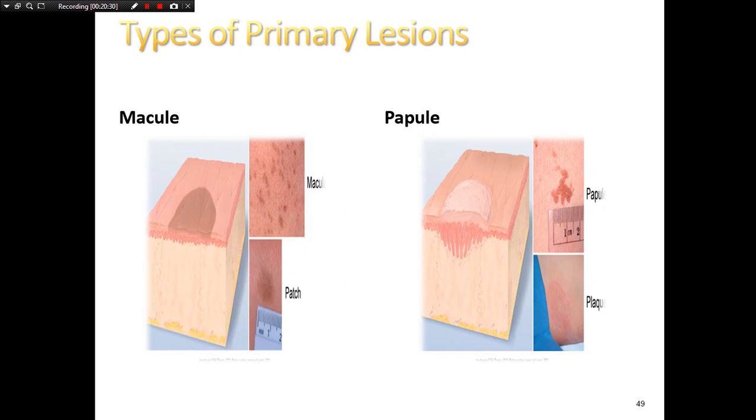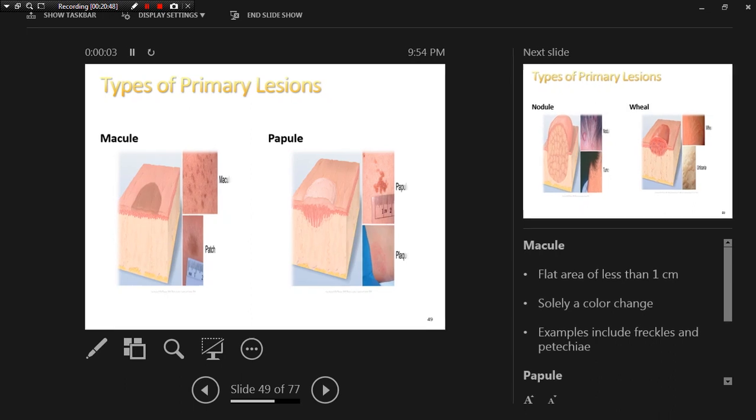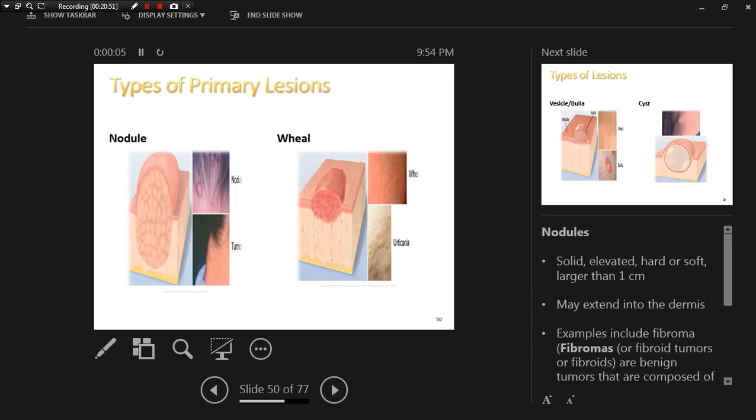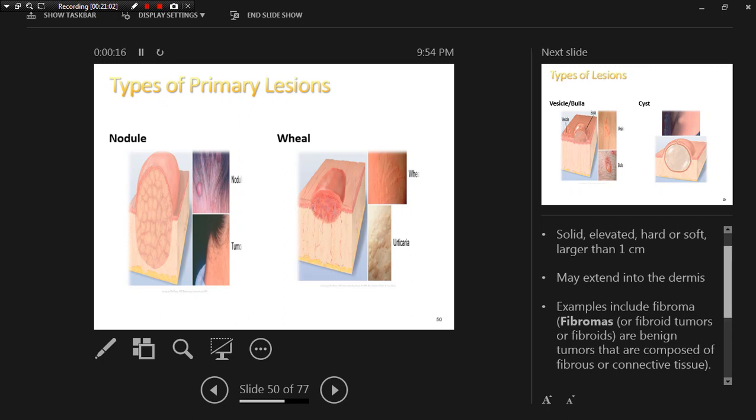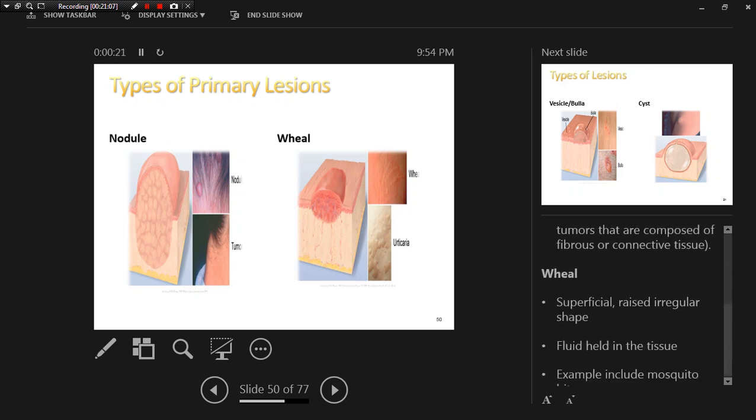A papule could be similar to a macule, but it's actually just elevated above the skin. So small, less than 1 centimeter, but it's just elevated above the skin. So we might think of a mole or a nevus. All right, so nodules, we usually think of fibromas or fibroid tumors. So this is going to be a solid elevated tumor that's going to be larger than 1 centimeter. And it's going to start to extend down into the dermis, so it's pretty deep.